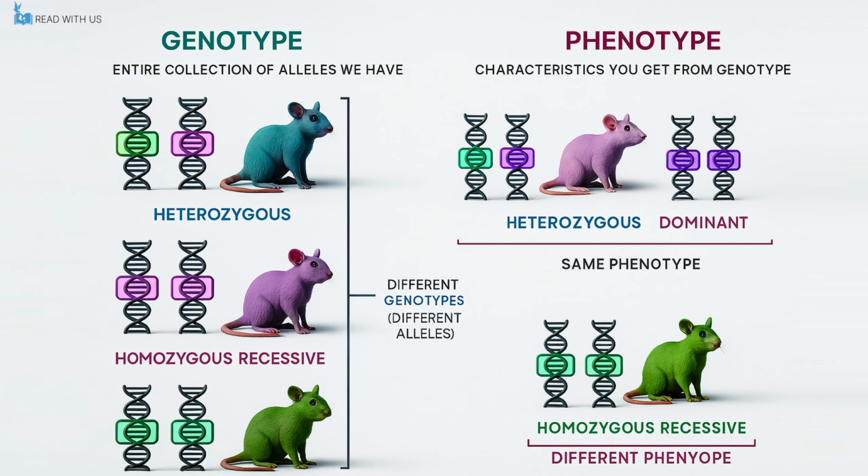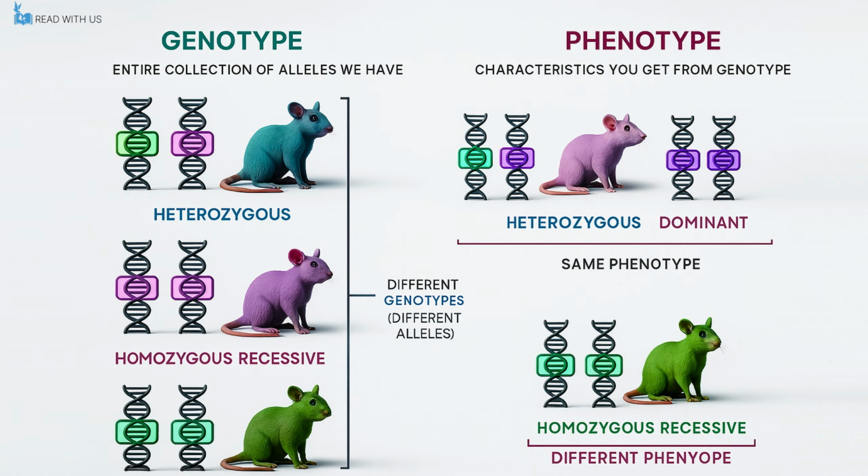Now we come to two final terms that are commonly used in genetics, and that is genotype and phenotype. The genotype is the complete set of alleles that an organism has, essentially its genetic makeup. So let us return to our mouse example and consider three types of mice: one that is heterozygous with one purple and one green allele, one that is homozygous dominant with two purple alleles, and one that is homozygous recessive with two green alleles. Even though some of these mice look the same, they all have different genotypes because the combinations of alleles are not the same.